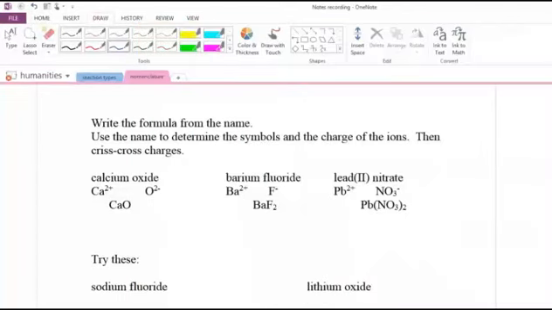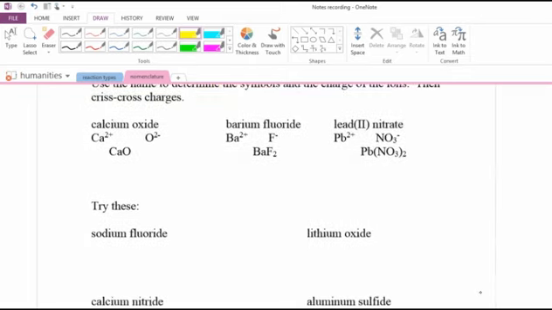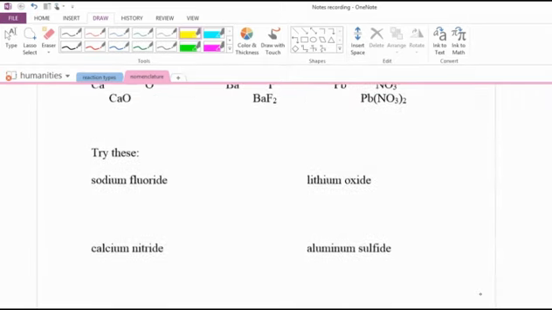Okay, so we are still on ionic, but now we are going to write the formula from the name. So we have to look at the name, figure out the symbol and the charge of the ion, and crisscross charges. So there are some examples, and let's do some more.